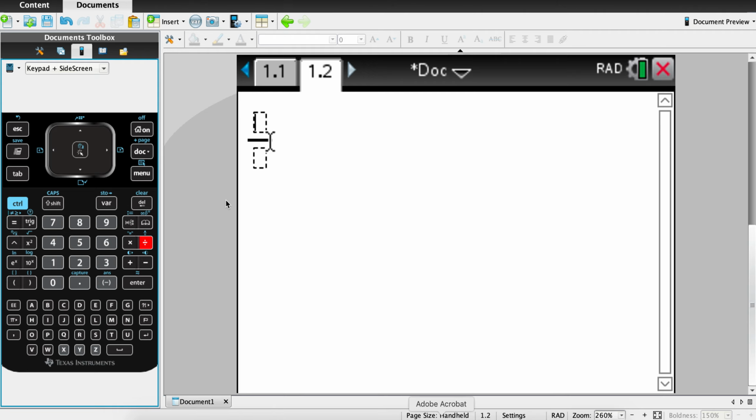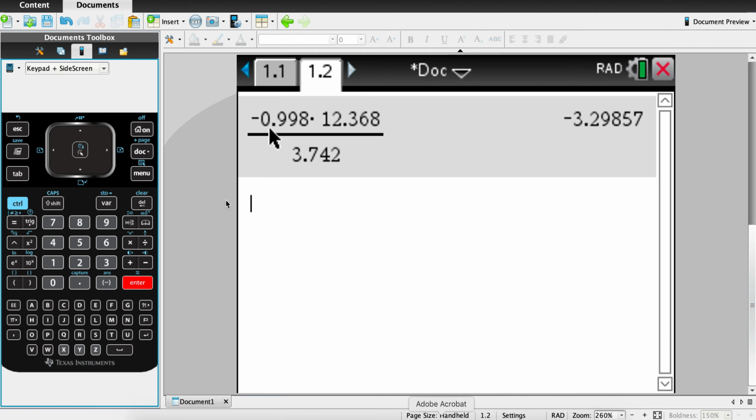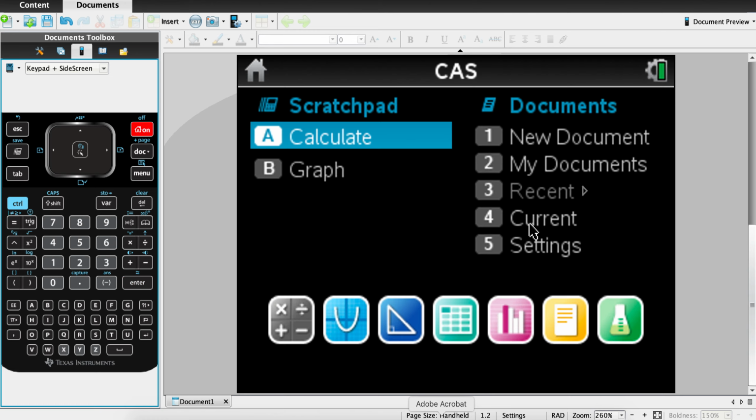All right, so negative 0.998 times by 12.368 over 3.742. All right, what do we get? Here we go, negative 3.29857. Now, depending on your float, I'll just double check that that's all my digits.